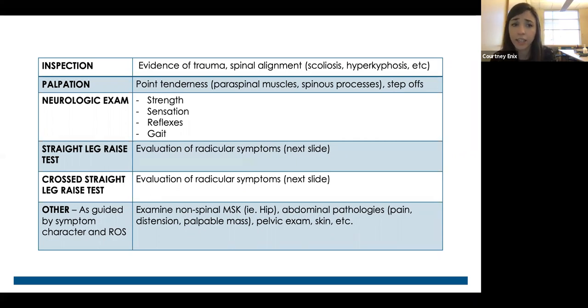And then on the next slide, I'll talk a little bit more about the straight leg raise test and the crossed straight leg raise test. And I will say that this is going to be guided by the history that you're taking, right? If you think they're having some groin pain as well, they have known osteoarthritis in their hip, you might be doing a focused hip exam, or looking at any sort of abdominal pathologies, checking for CVA tenderness if you're worried about pyelonephritis. You may want to do a pelvic exam depending on the complaints that they have.